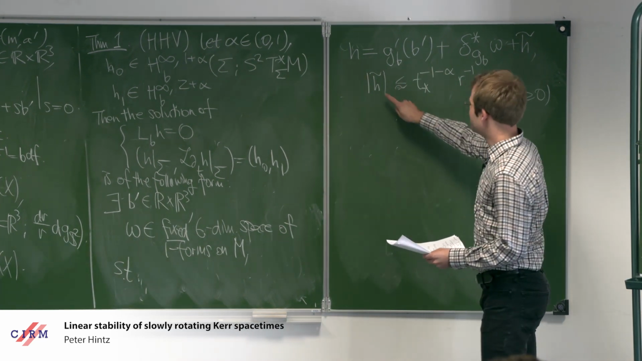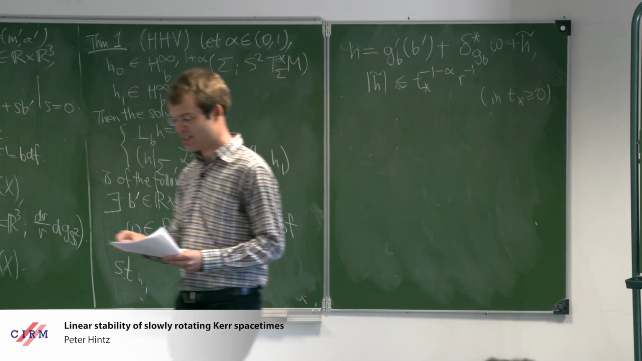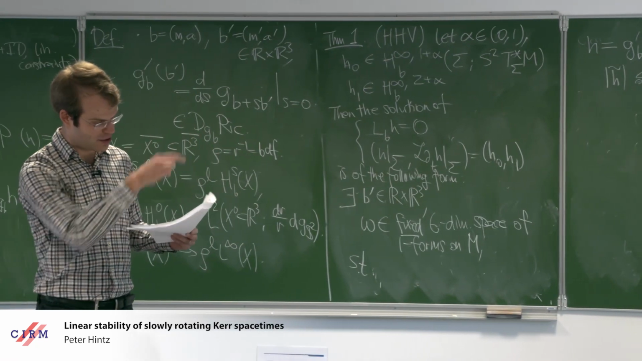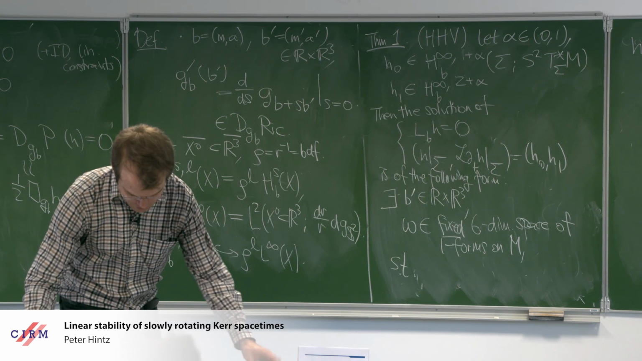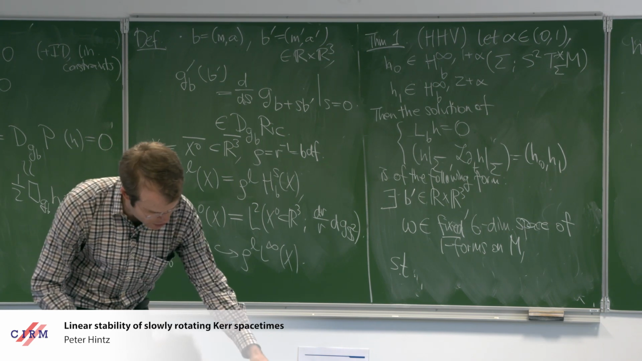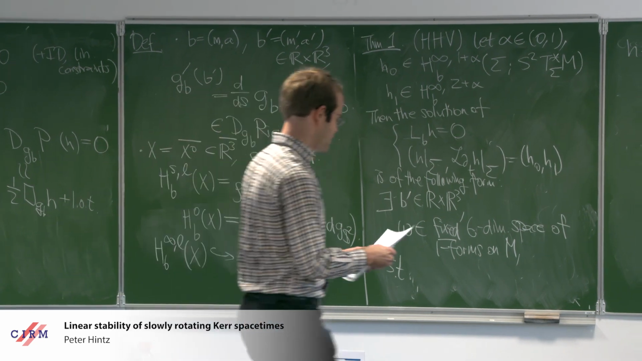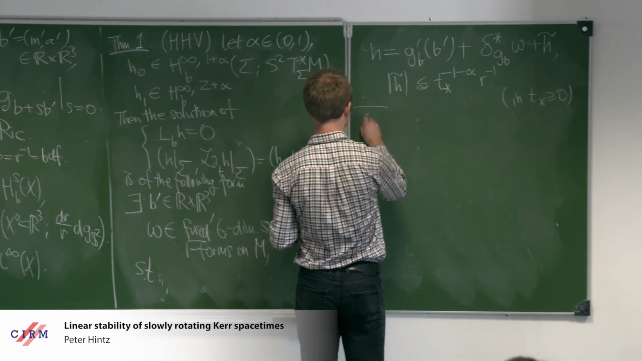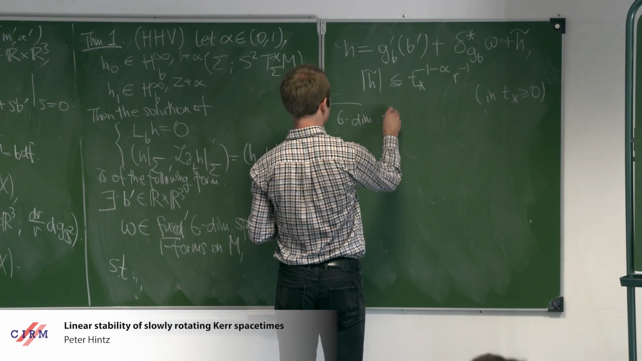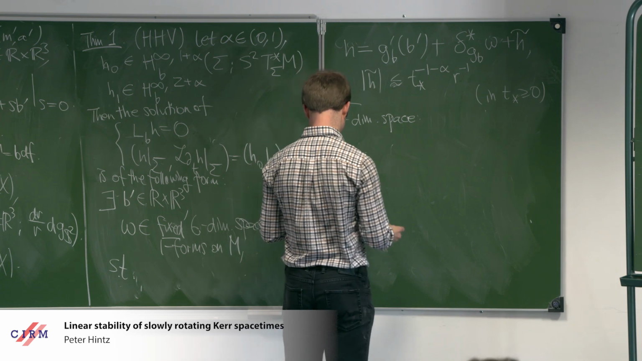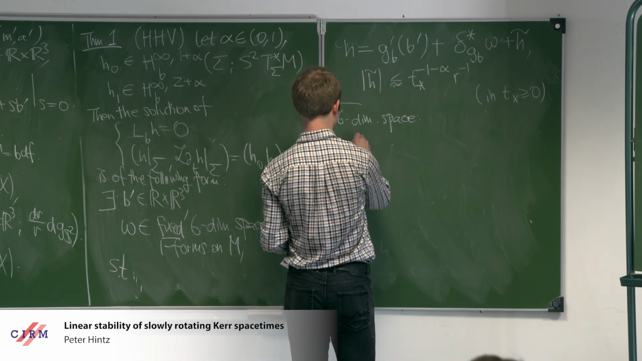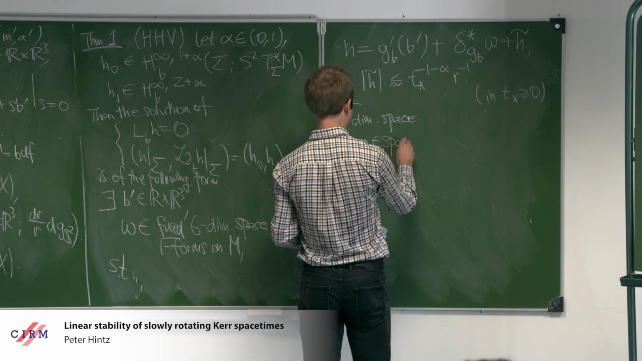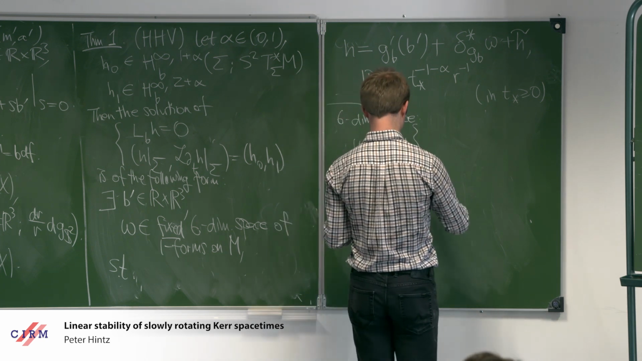Okay, and so in reality, of course, this H twiddle lies in some weighted space-time Sobolev space on that space over there. But I'm going to spare you the notation. Okay, so what's the 6-dimensional space here? Well, omega lies in the span of the following kinds of things.